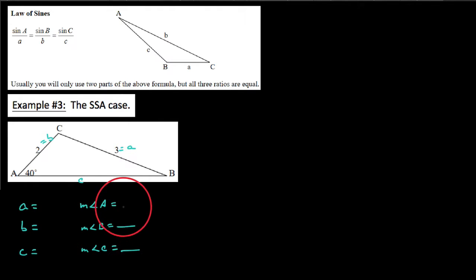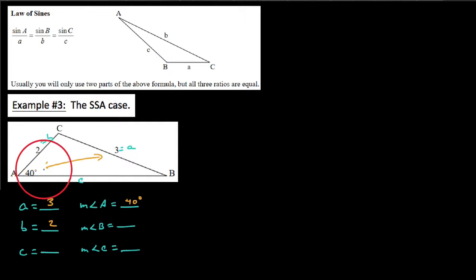Let's go ahead and get these filled out with what we know. So we know the measure of angle A is 40 degrees here. And then at least with these other two sides, we know lowercase a is equal to 3 and lowercase b is equal to 2. And so, can we use the law of sines here in order to solve this problem? The neat thing is, of course, yes, because we have a side-angle pair.